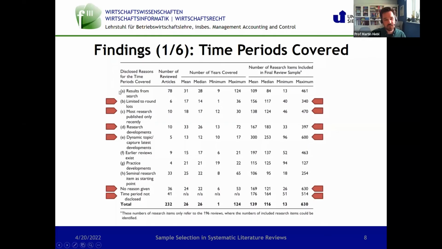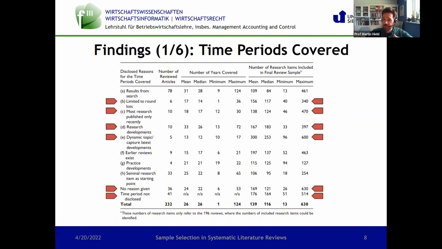But there are some other examples, of course, which probably qualify more for a structured, transparent, and comprehensive sample selection. And many papers, actually the largest group, 78 papers, just said, okay, the time frame we covered basically results from our search. So they did not limit the time frame in the first place because they were the first review on this very topic in the literature.